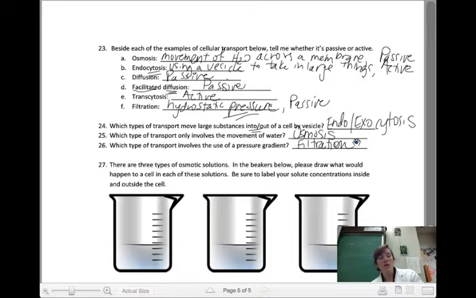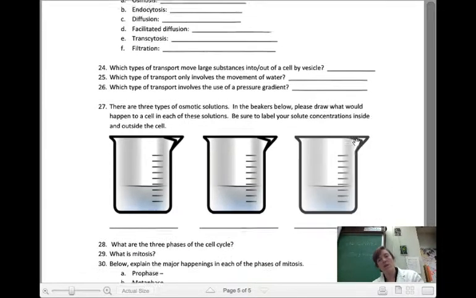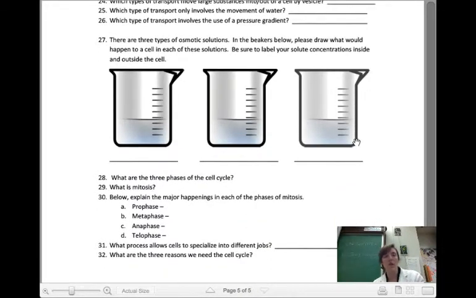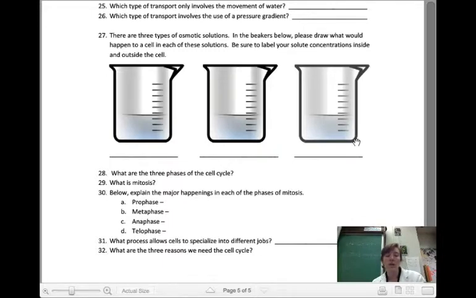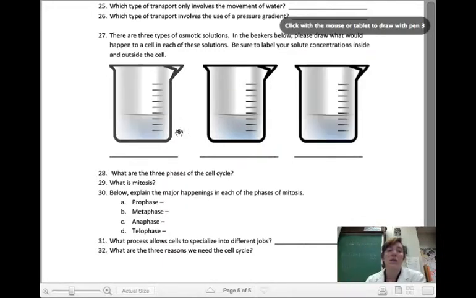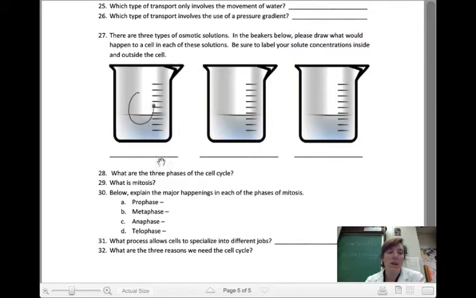Okay, so there are three different types of osmotic solutions, and those solutions do very different things to cells when cells are placed in those solutions. So I'm going to put a blood cell in each of these beakers. And my blood cell has all kinds of things in it, salts and sugars and other stuff. And so it has about a 5% concentration of those things, those solutes, inside of my cell.